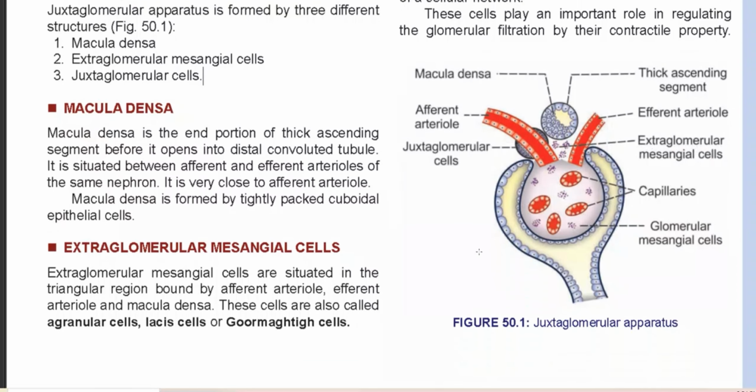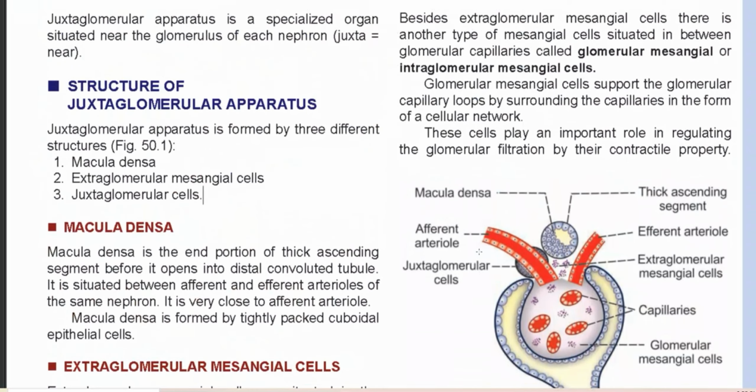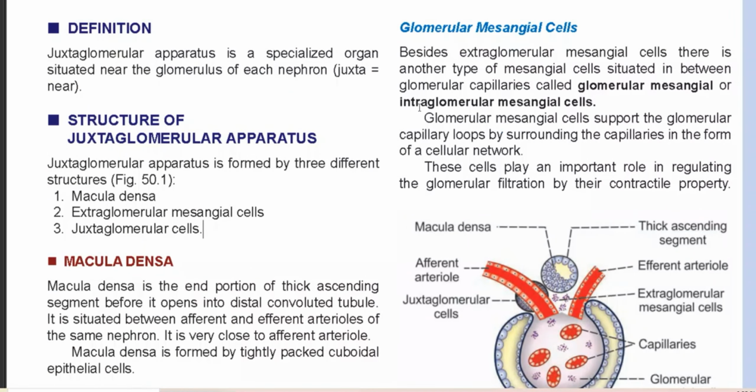Now, besides the extraglomerular mesangial cells, there is another type of mesangial cells, which is situated between the glomerular capillaries and is called the glomerular mesangial cells, or intraglomerular mesangial cells. Glomerular mesangial cells support the glomerular capillary loops, surrounding the capillaries in the form of a cellular network.